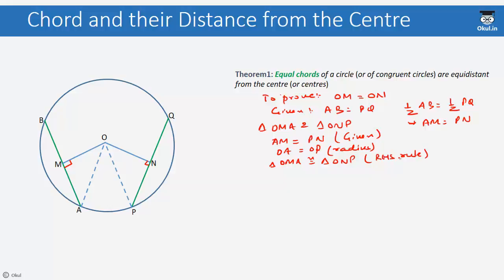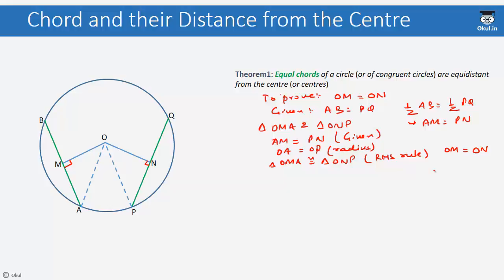Now we can write that since the congruent sides will be equal, OM is equal to ON. So this is what we had to prove, and thus the theorem is derived that equal chords of a circle are equidistant from the center.